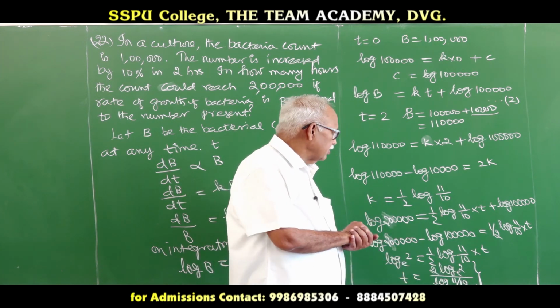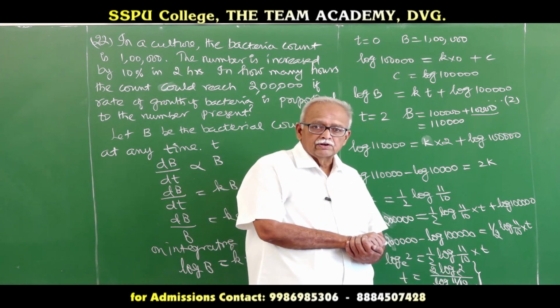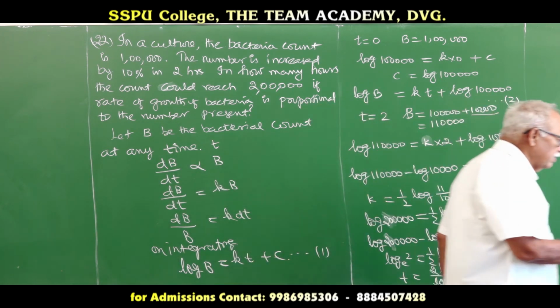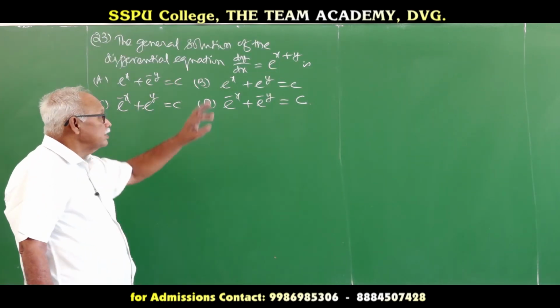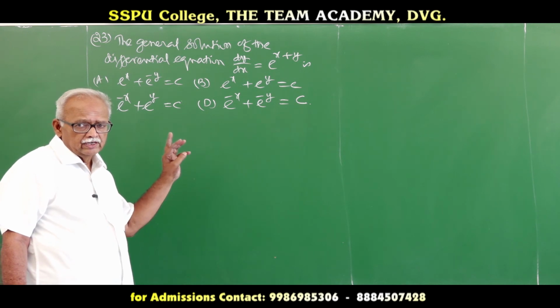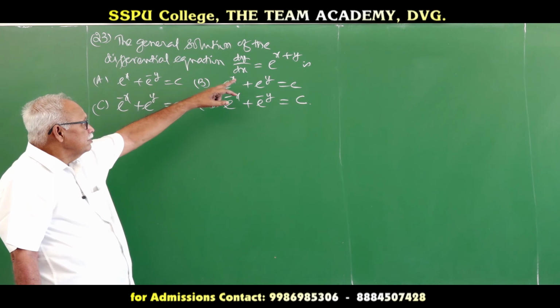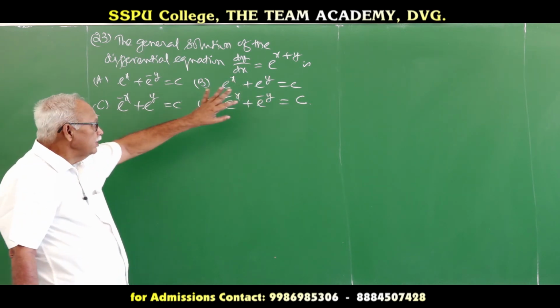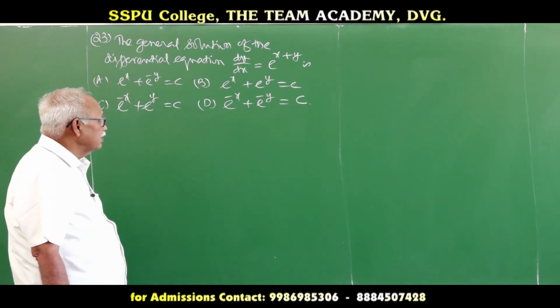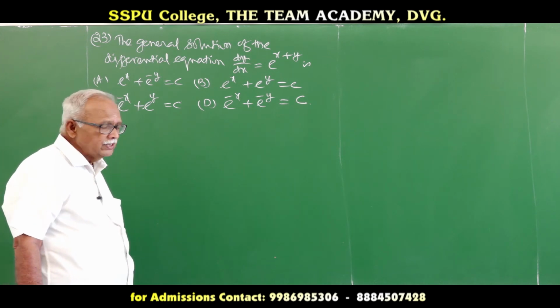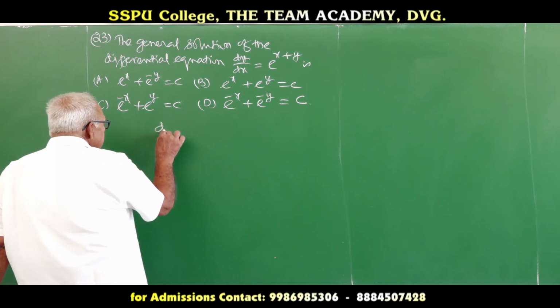Okay. Next we will go to one entrance question in this. The general solution of the differential equation. We are going to do one entrance examination question. You can see multiple options. dy by dx is equal to e power x plus y. So which is the solution for this? Four options are given. So what is the differential equation?